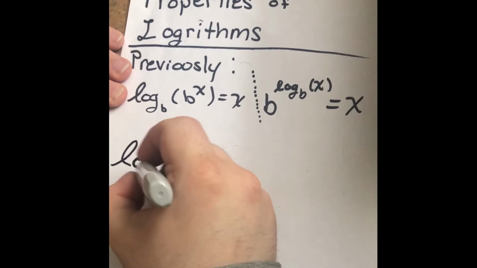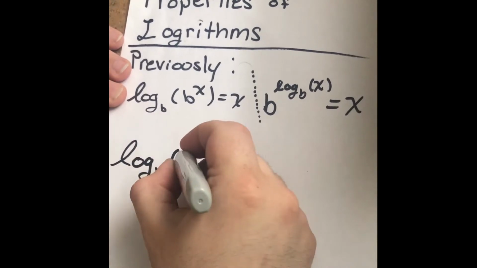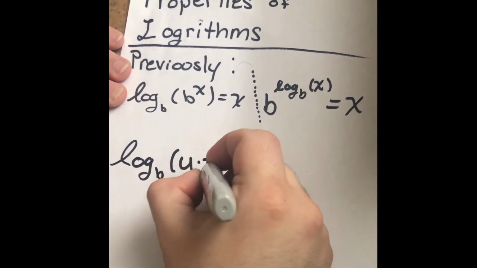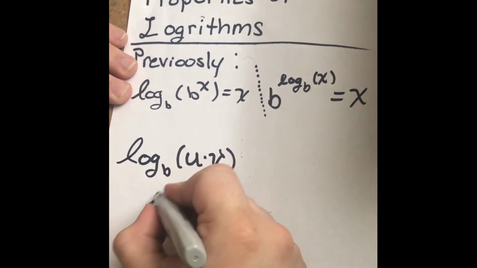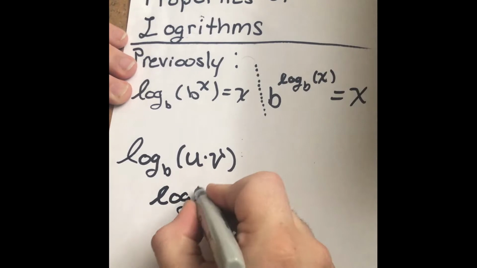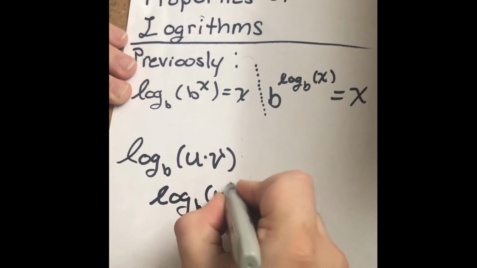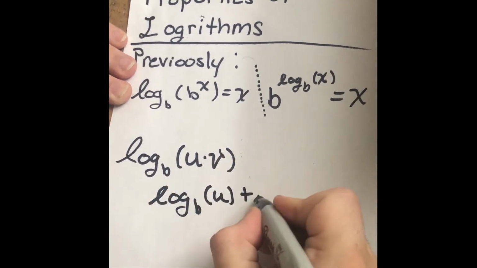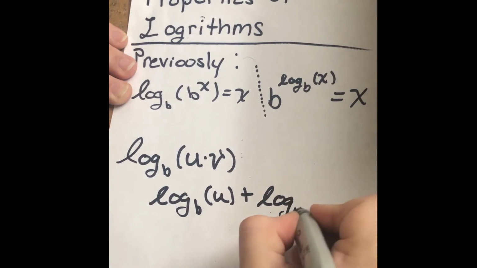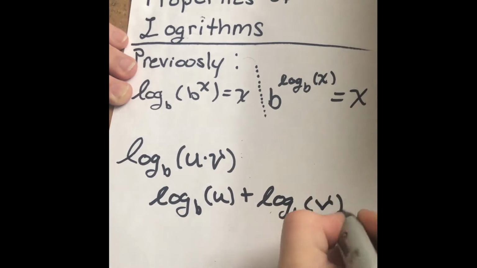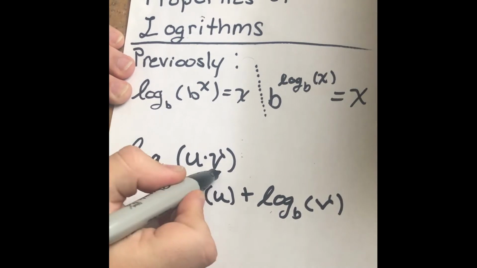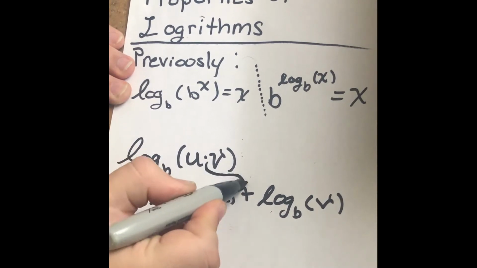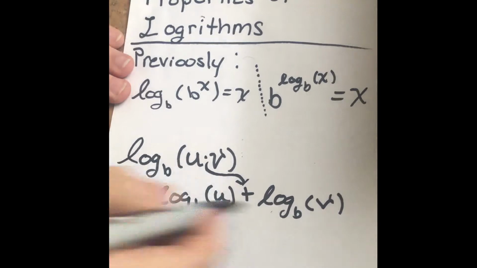if you have a logarithm where the two inside terms are being multiplied together, you can take those out as log b of u plus the log b of v. So when you're multiplying two expressions inside of a logarithm, the multiplication becomes a plus when you try to separate them.